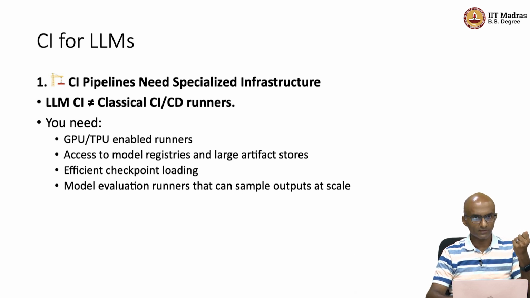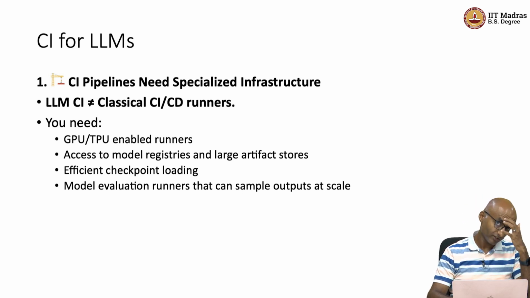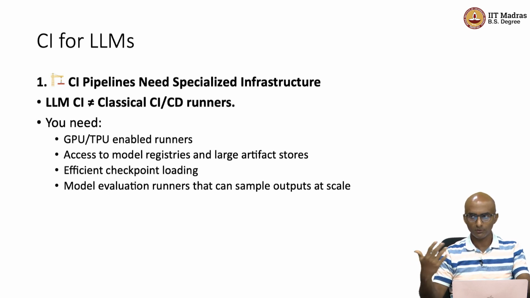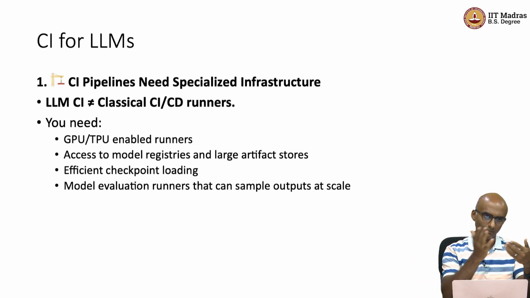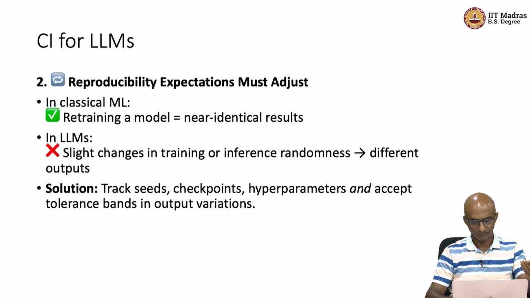You need the ability to efficiently load checkpoints, which means that the infrastructure should also have access to SSDs, and then the evaluation runners for the model that will need to sample outputs at scale for verification with respect to accuracy, consistency, hallucinations, etc. So all of this is now part and parcel of the CI cycle. Earlier, it used to be part of the production cycles where you needed GPUs, clusters of machines or large stores, etc. But now all of that is required at the CI stage itself. So that's a significant change.